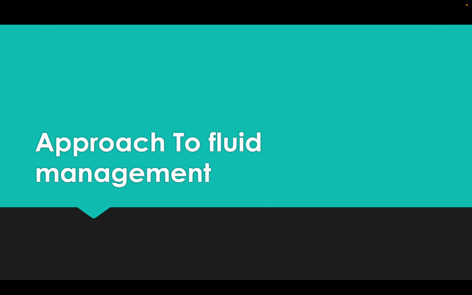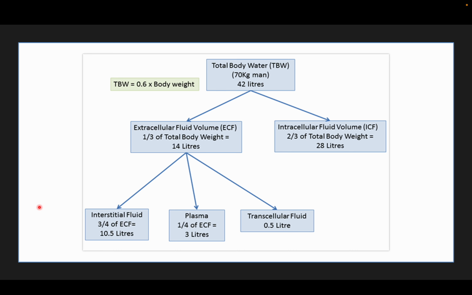Before going to that, we'll have a brief introduction about fluids and what the constituents are. This is the total body water. Total body water is about 0.6 times total body weight. Let's say 70 kg, then 42 liters of water is there. One third of the total body water is present in the extracellular fluid. Two thirds is present in the intracellular fluid.